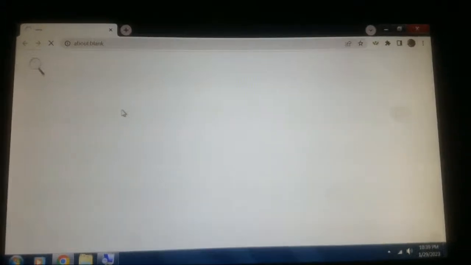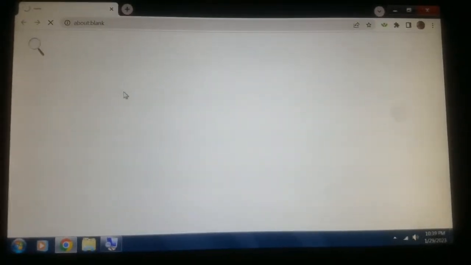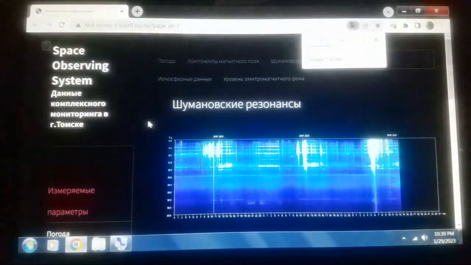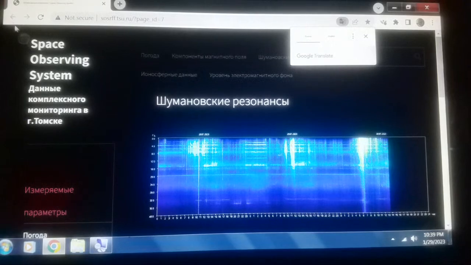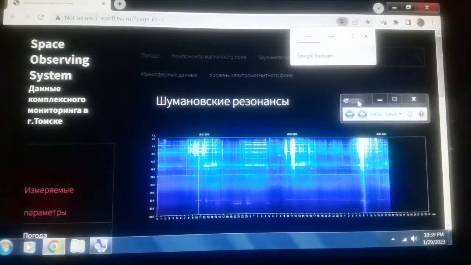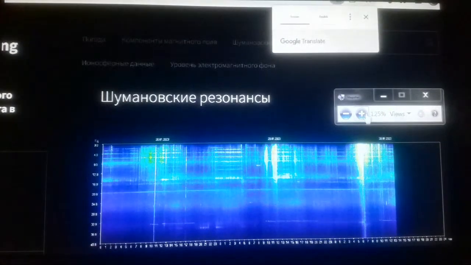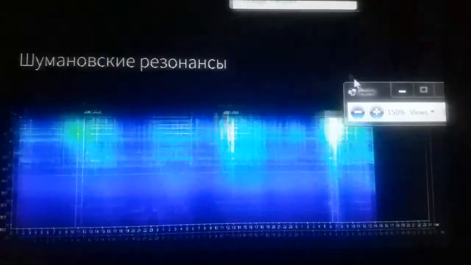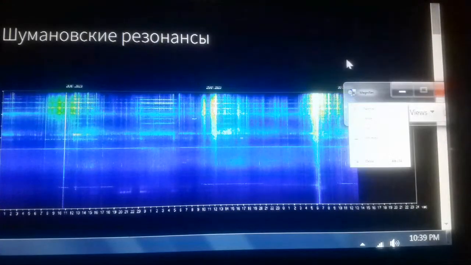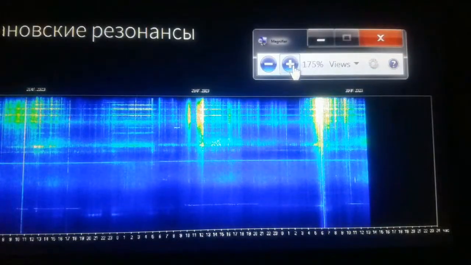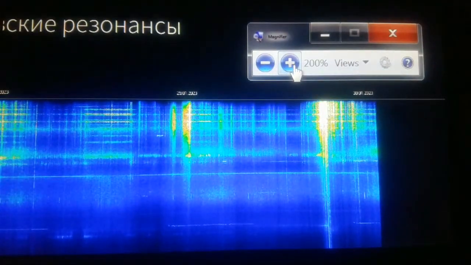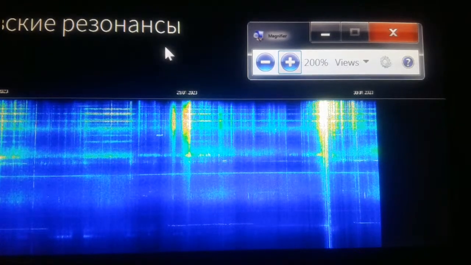Now let's read this screen here. Please pull this up. All right, here we are at our Schumann resonance. Let me just zoom in on this for you folks. Okay, so here we are. We've had a little squeak and a little pop here.